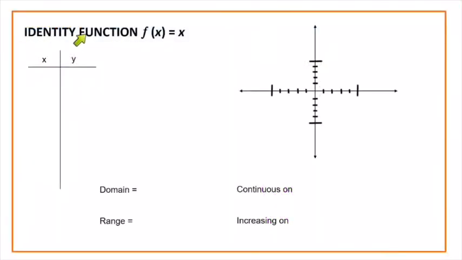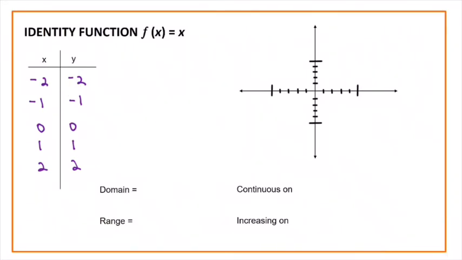Now let's look at the identity function, which is just the basic function f of x equals x. So whatever you plug in as x, that's what's going to come out as the y value. I'm going to choose just some x values for us here. Let's go ahead and use all the integers from negative 2 to positive 2. When x is negative 2, of course, y is also negative 2. When x is negative 1, y is also negative 1. That's what the identity function does. Whatever you plug in as x comes out as y.